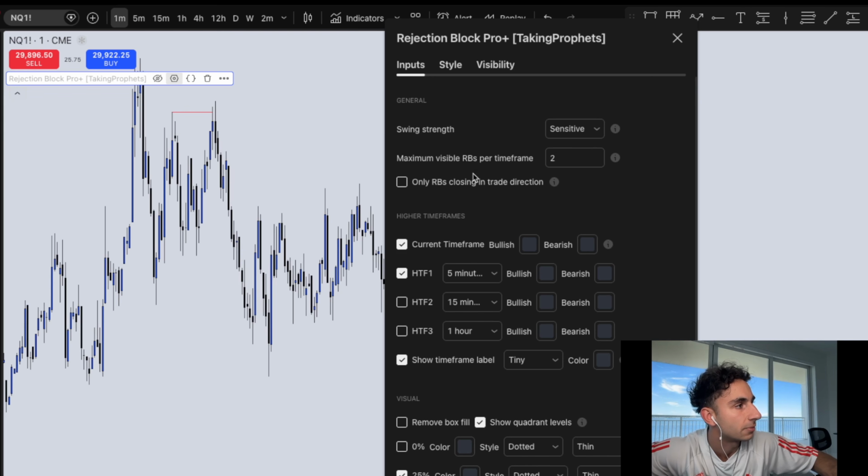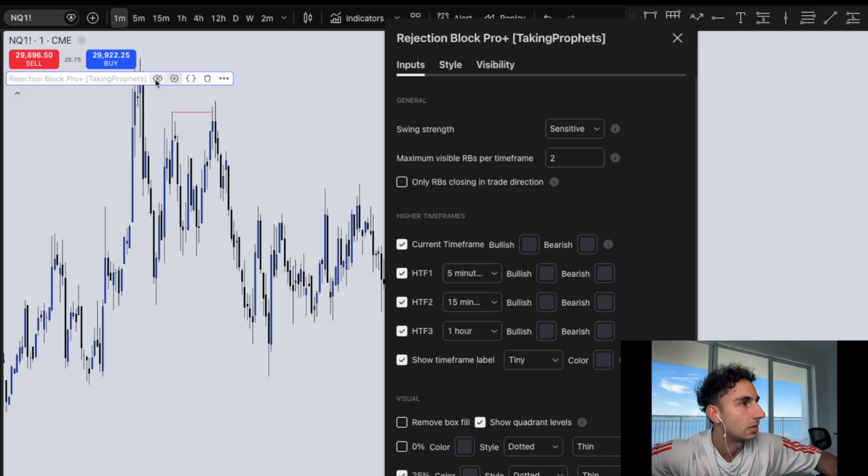So I gave people the option to toggle it on and off. I would keep it off, but if you're a Powell student or something who uses our code, then you could turn it on. Higher time frames is pretty self-explanatory. You can have up to 3 higher time frames on this, 5 minute, 15 minute, 1 hour by default. You can turn them on, you can turn them off, whatever you want to do with it. And then you can also show the label in the time frame.